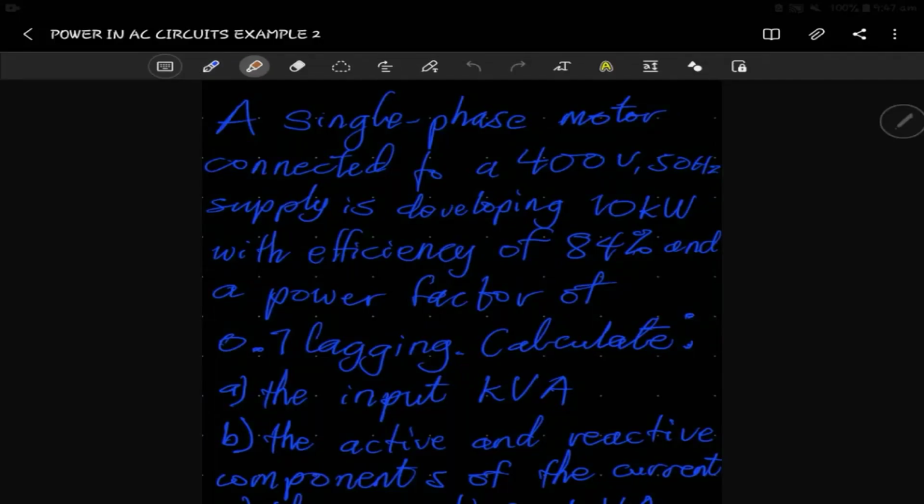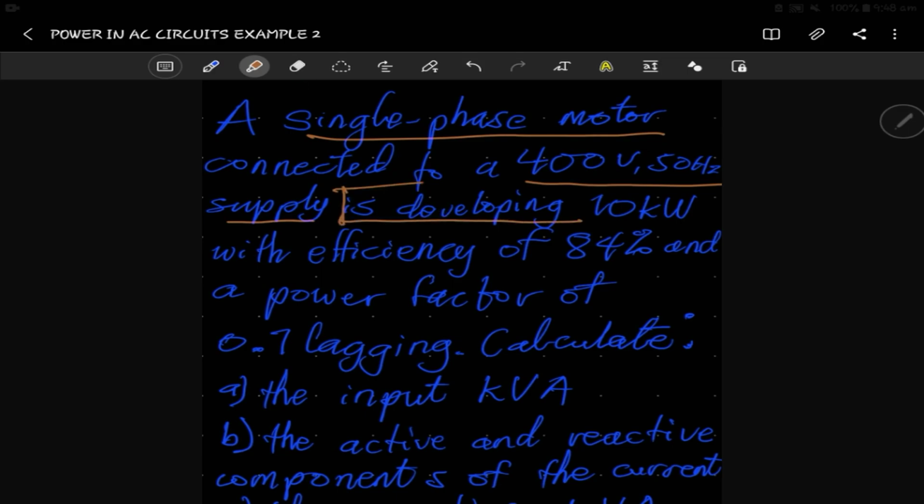Alright, so this is another example, power and AC circuit. We're going to go over the problem and then see how it is. It says a single phase motor is connected to a 400 volts, 500 hertz supply. It's developing 10 kilowatts with efficiency. So listen to this very well. It's developing, so we should pay attention to this.